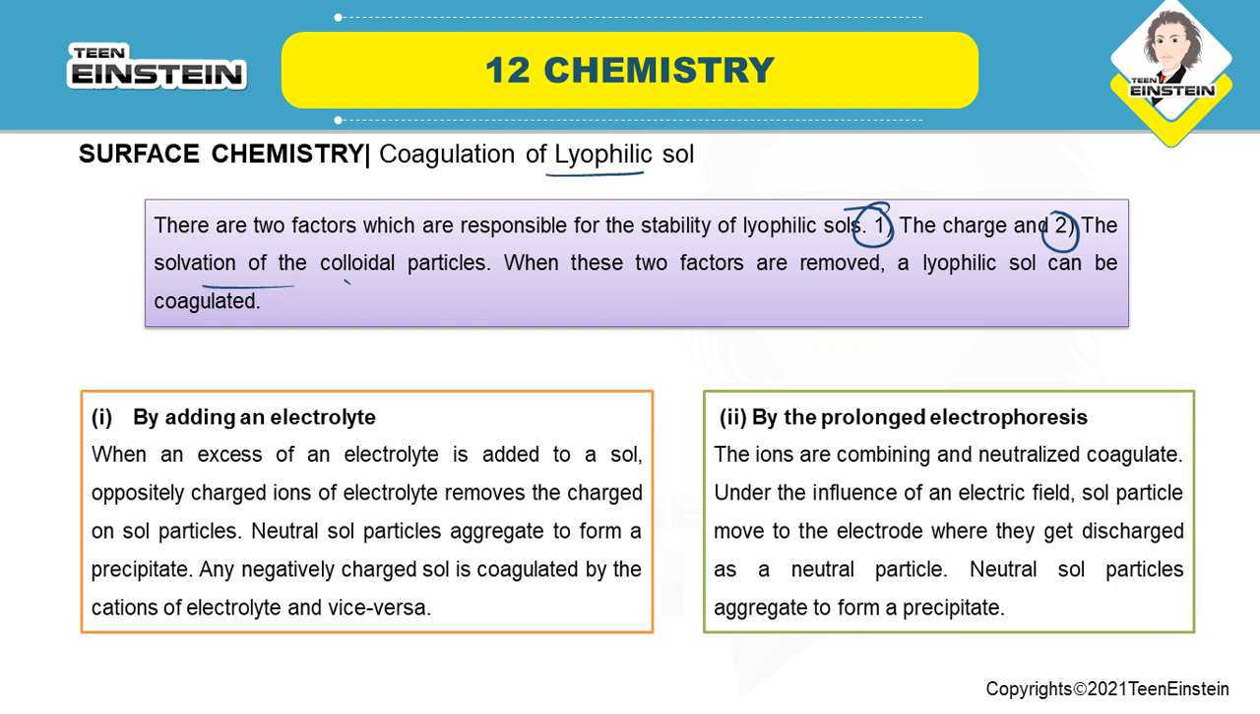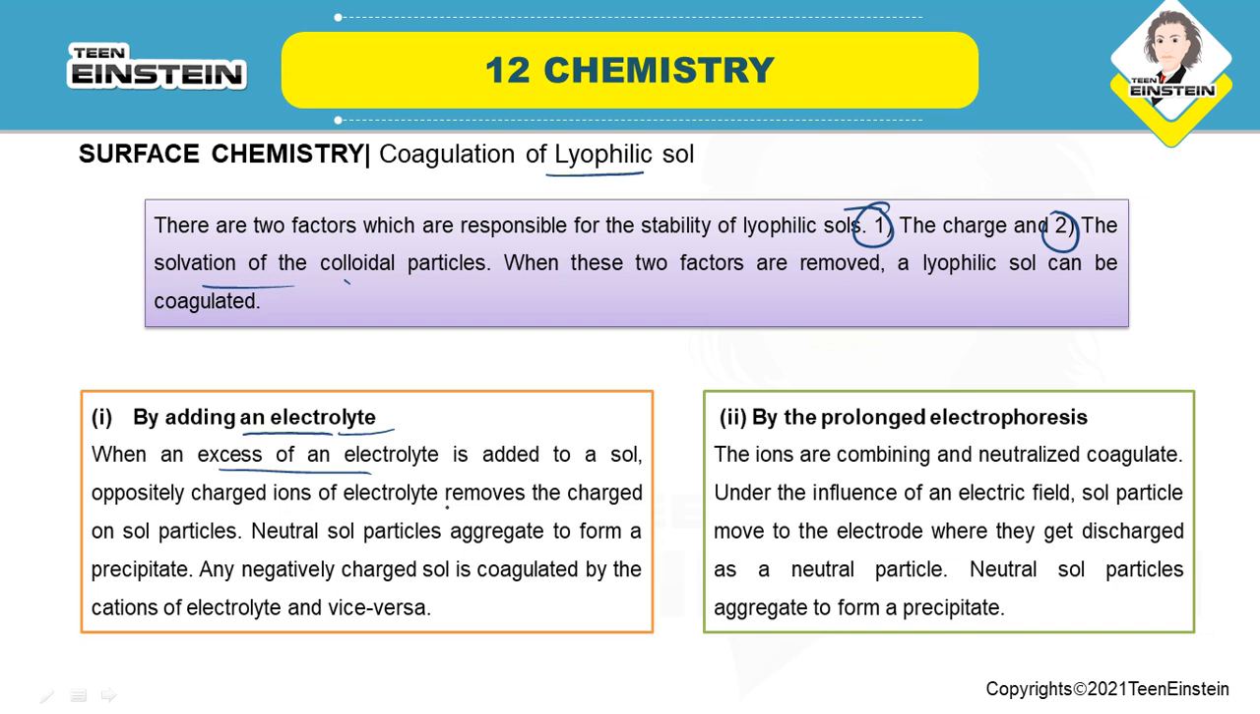So if somehow you can remove these factors, you will be able to coagulate the lyophilic sol, that is, you will be able to destroy their stability. First, we can add an electrolyte. In this case, we have to add an excess of electrolyte, because although we also added electrolyte in the case of lyophobic sols, the amount here has to be more, because their stability is very high. So to cause precipitation, a higher amount is required.